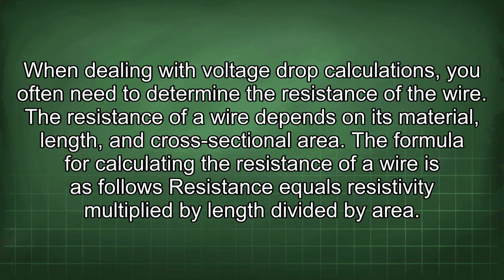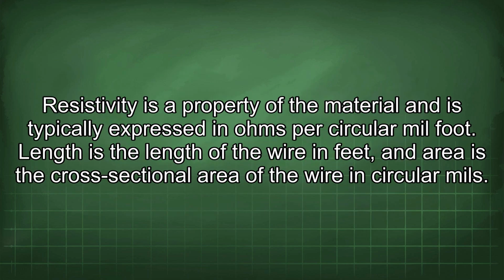When dealing with voltage drop calculations, you often need to determine the resistance of the wire. The resistance of a wire depends on its material, length, and cross-sectional area. The formula for calculating the resistance of a wire is as follows: resistance equals resistivity multiplied by length divided by area. Resistivity is a property of the material and is typically expressed in ohms per circular millifoot.